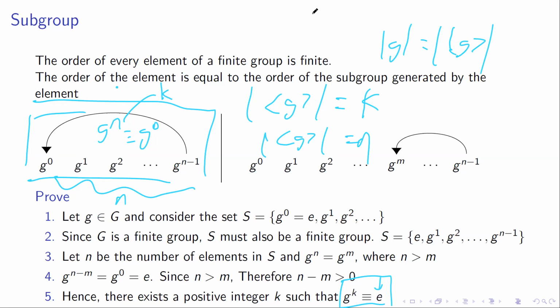So what can we know from here? We know that if we have a finite group, and I take any element in G and multiply it by itself several times, I will always get back to the identity element sometime. So this is the proof.